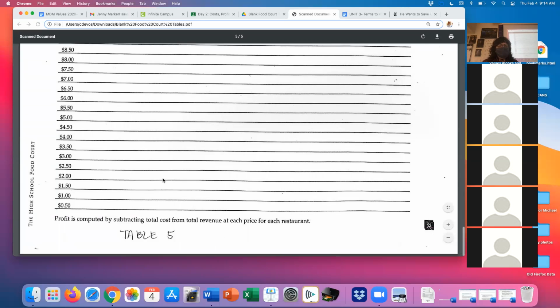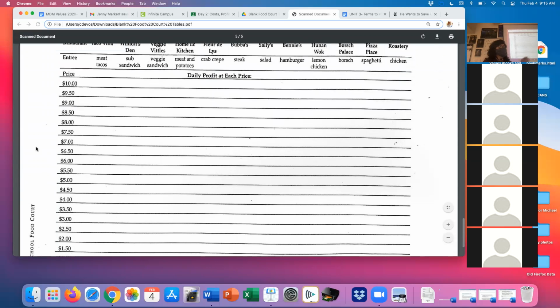So you can see the equation here. Profit is computed by subtracting the total cost from the total revenue at each price for each restaurant, right? So I get my revenue, got my money, pay out my cost, make it rain. Then the last pot of money I have, what's left over, is my profit, right? Some of you might find that for some places you don't get a profit or you get a negative profit. Yeah, put the negative number in too, okay?